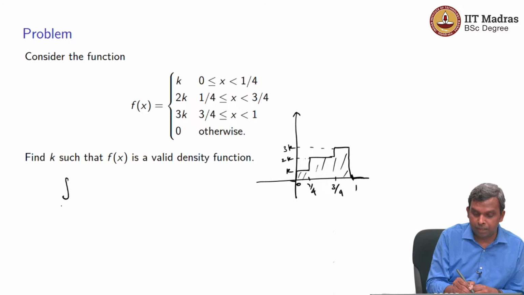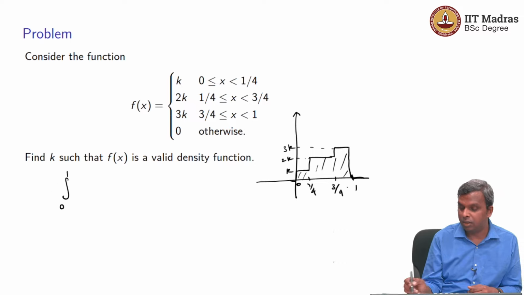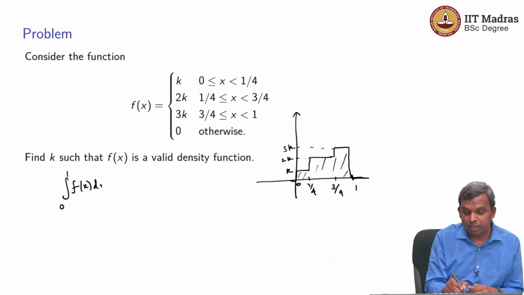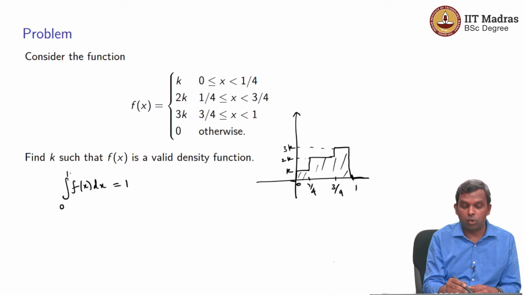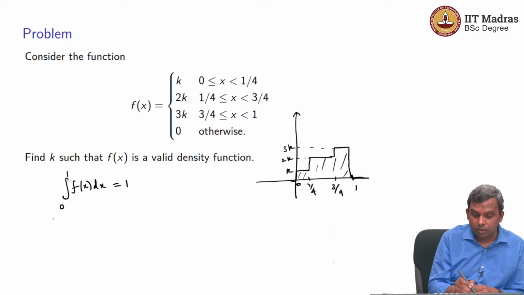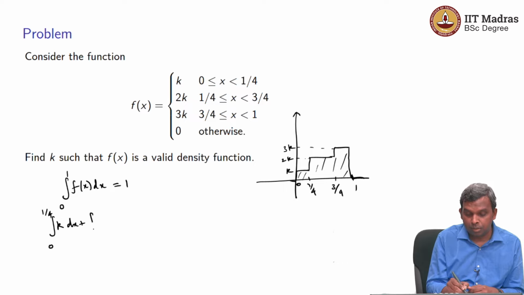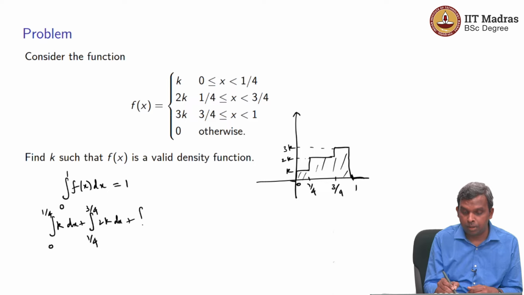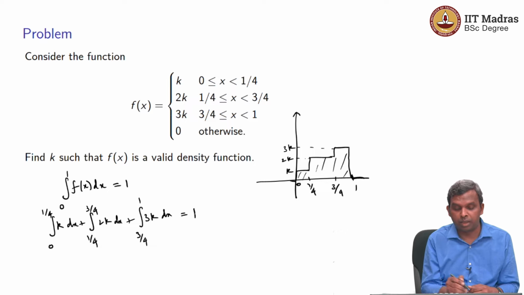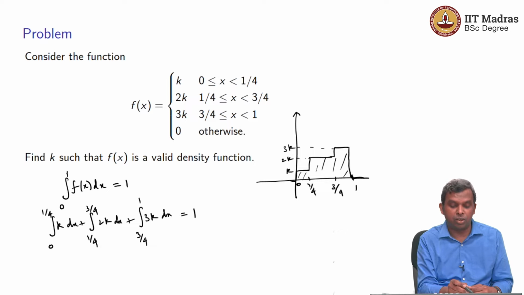So if you look at the integral from 0 to 1 in this case, f of x dx has to be equal to 1. Now 0 to 1 splits into 3 different intervals. So you have to split it like that: integral 0 to 1 by 4 of k dx plus integral 1 by 4 to 3 by 4 of 2k dx plus integral 3 by 4 to 1 of 3k dx. So this is something you can do, right? This function f of x, if you write 0 to 1, you have to write integral 0 to 1 by 4 f of x dx plus 1 by 4 to 3 by 4 f of x dx plus 3 by 4 to 1 f of x dx.